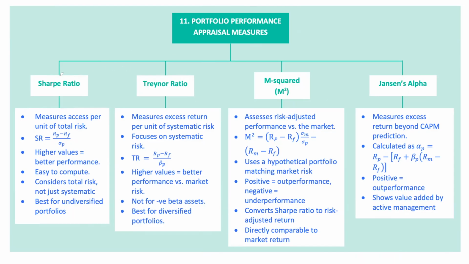So Sharpe is about total risk. Treynor focuses on market risk. M squared turns Sharpe into a percentage, and alpha is your proof of skill. Together, they tell the whole story, not just who made money, but who made it efficiently.